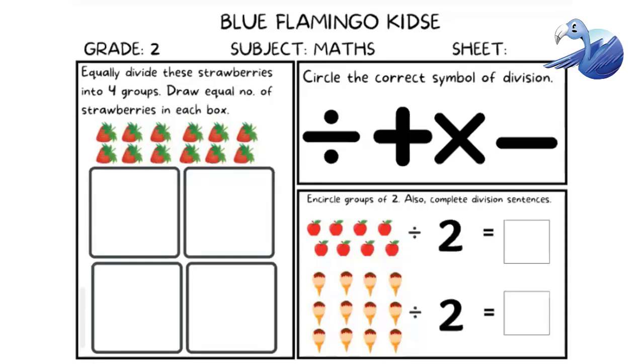1 2 3 4 5 6. Okay, now divide 6 by 2, we will get 3. 2 3s are 6. Okay, understood how to solve?